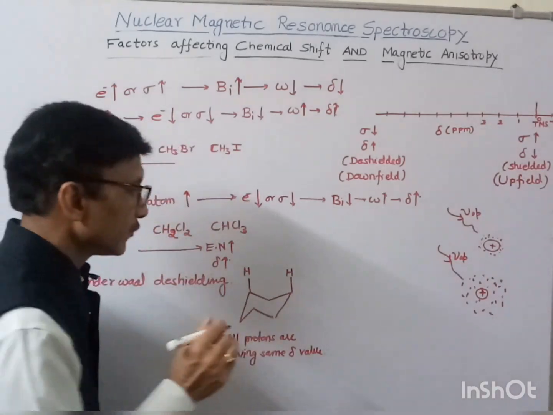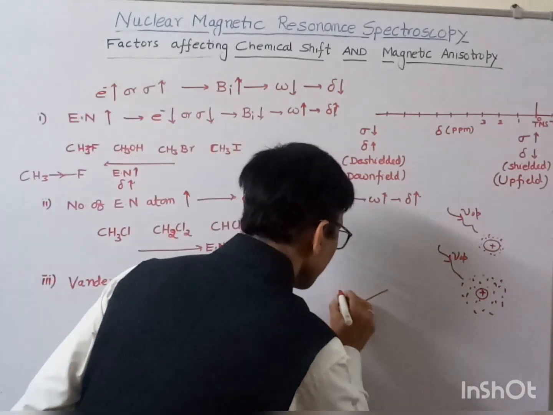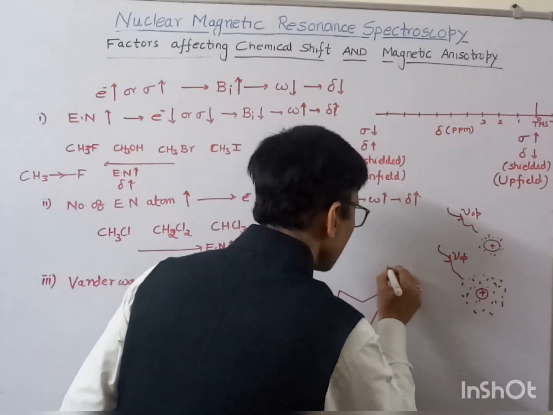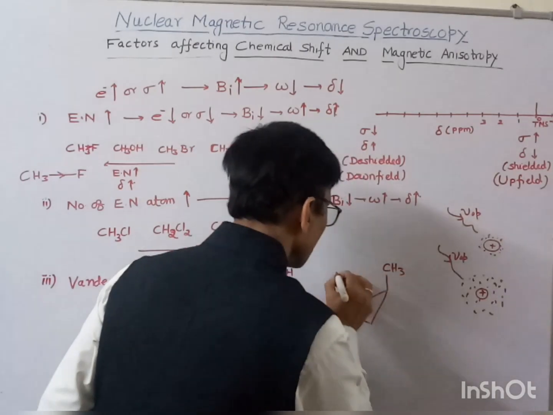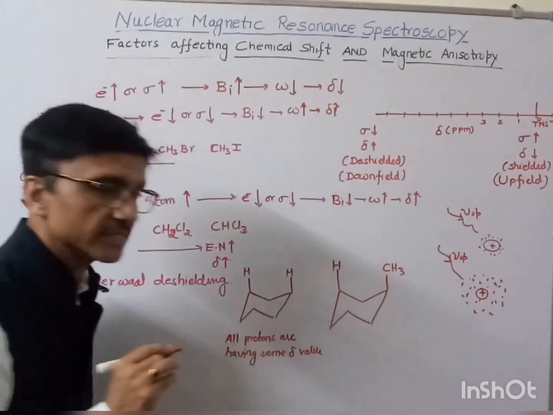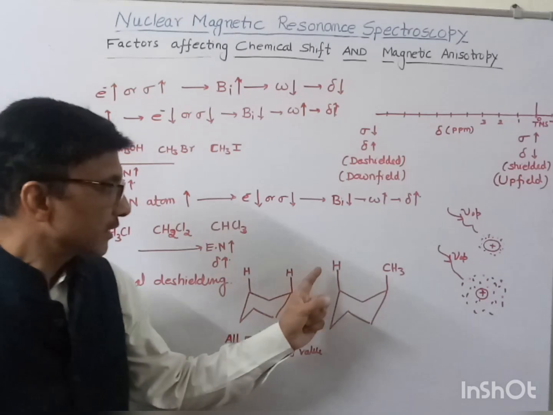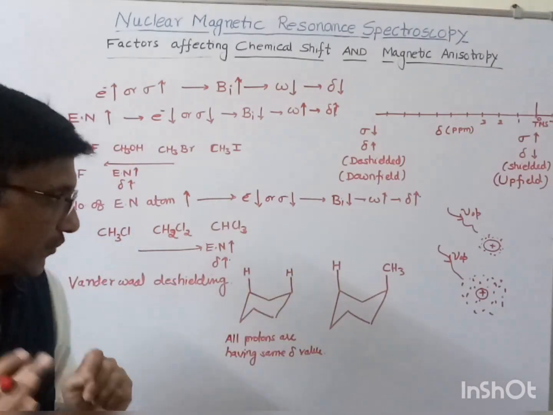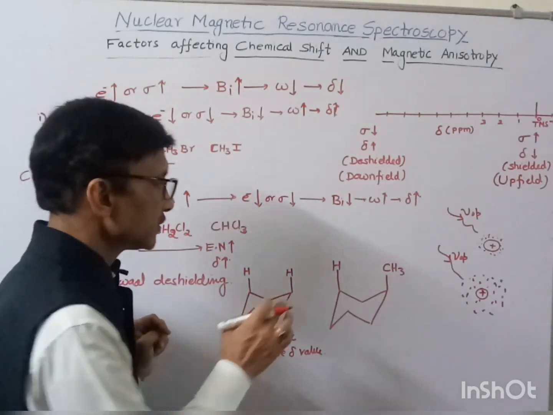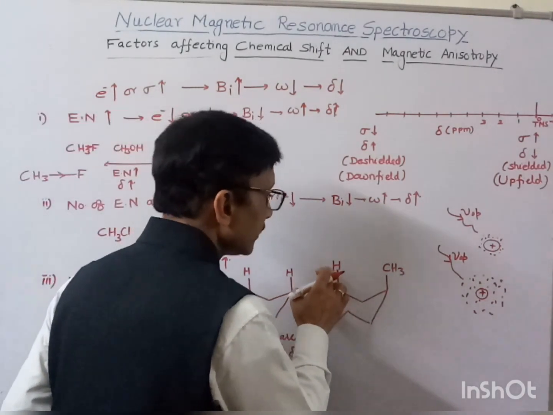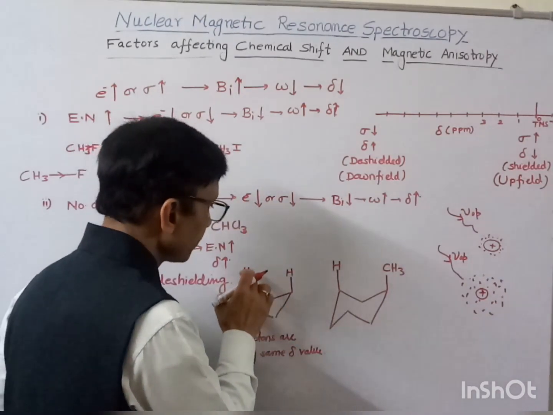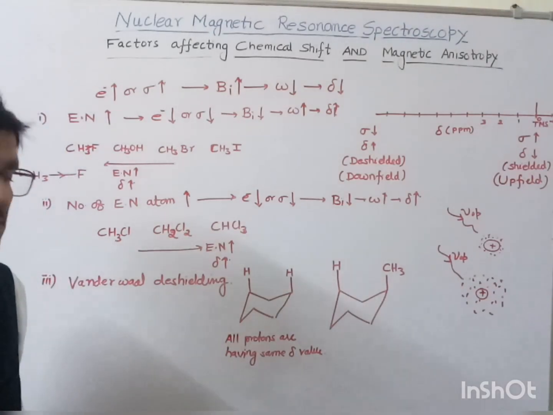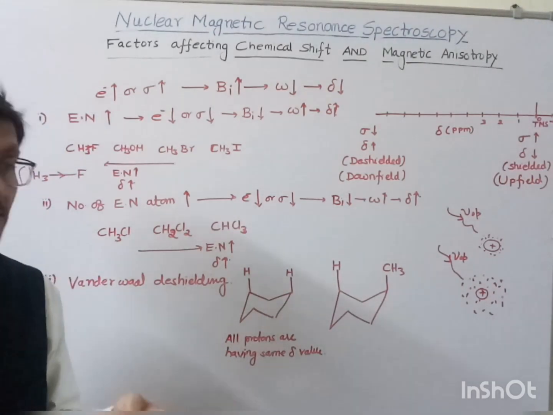Whereas if you see in this case, methylcyclohexane. So this is your methylcyclohexane. So in this case, this proton and this proton will resonate at a different frequency, and all other protons will get de-shielded. So here, in comparison, this proton will get de-shielded. De-shielded means it will resonate at a higher frequency.